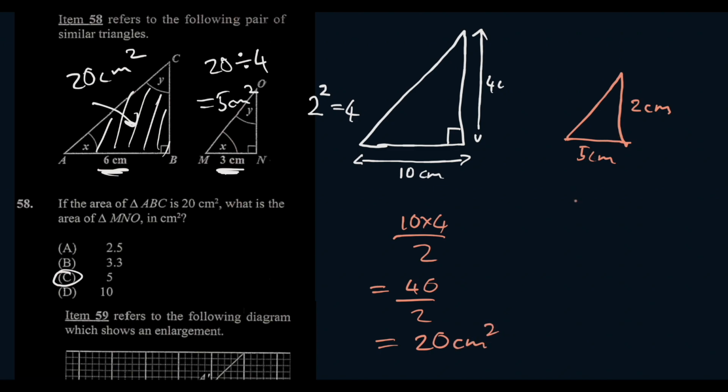Now the same concept here. We would say 5 times 2 and then we divide that by 2. So what's 5 times 2? 5 times 2 is 10. We divide 10 by 2 and we get 5 centimeters squared.